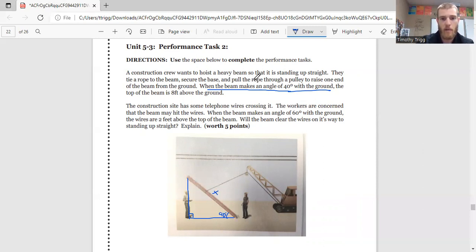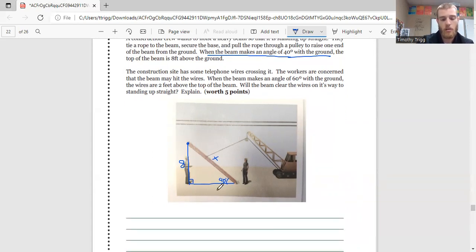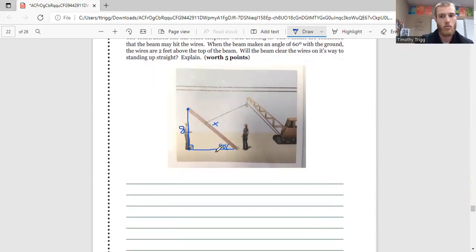Now they give us one other piece of information in this paragraph. It says they tie a rope to one beam, secure the base, pull the rope through a pulley, and raise one end of the beam from the ground. Okay. The top of the beam is 8 feet above the ground. So this, from the top of the beam to the ground, is 8 feet. So this length here is 8. Now we can use this information to help us find x. Since it's a right triangle, you don't have to use law of sines. If you remember, you could just use sine because you have opposite over hypotenuse, if you remember that from Unit 4. But if you don't remember exactly how to do that, no problem. We could just use law of sines.